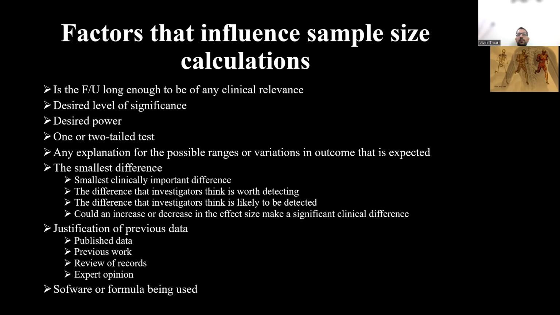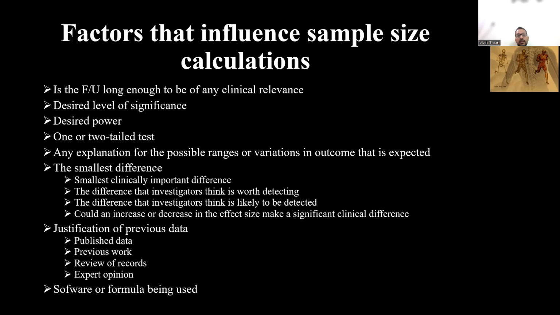The other factors that influence the sample size calculation include: Is the follow-up long enough to be of any clinical relevance? What is the desired level of significance? What is the desired power? Whether a one- or two-tail test is employed? Any explanation for the possible ranges of variations in outcome that is expected? What is the smallest difference?